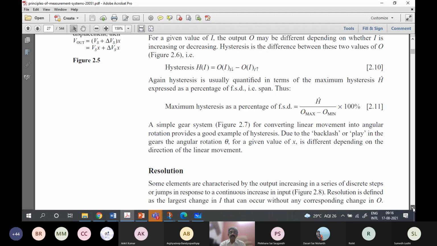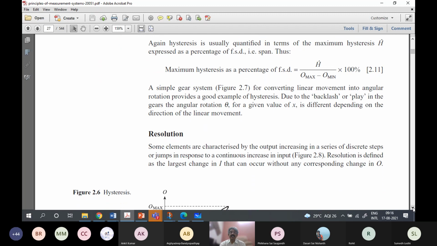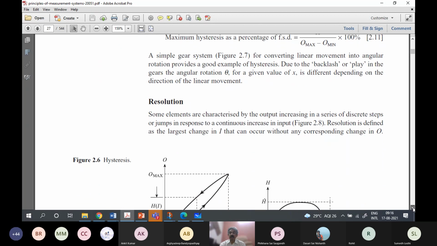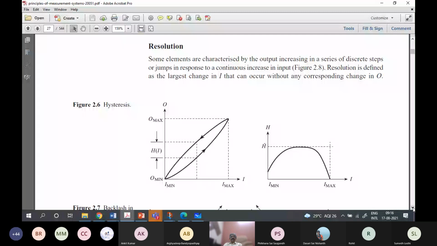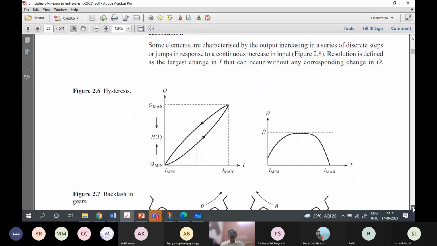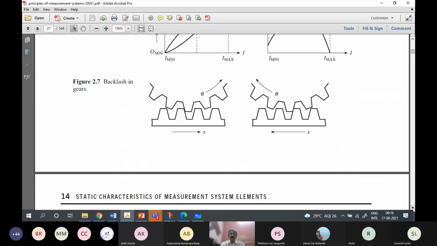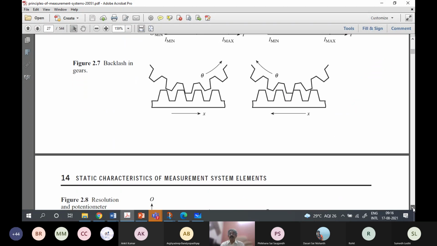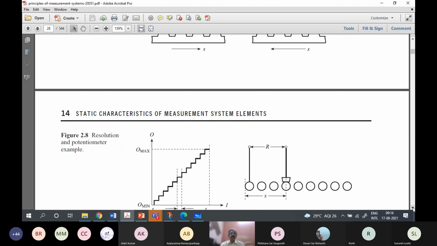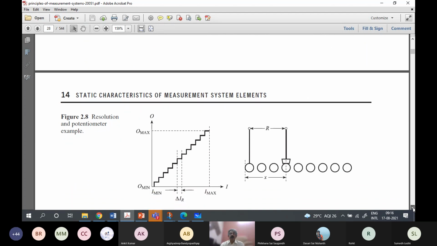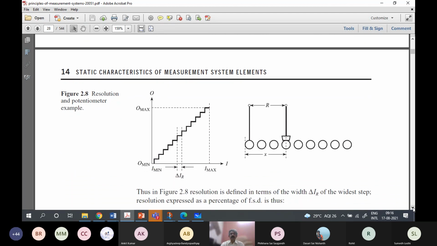Resolution is a very important specification. This is again hysteresis. Hysteresis is very prominent for gears. At one time people used to use gears in instruments because a lot of mechanical things used to be there in instruments. Nowadays they are absent.